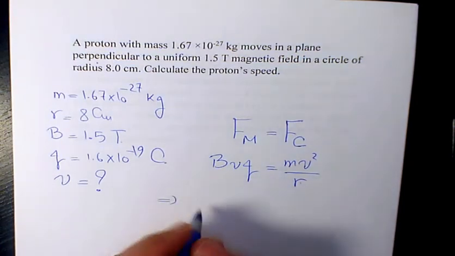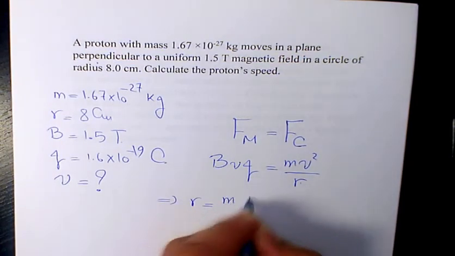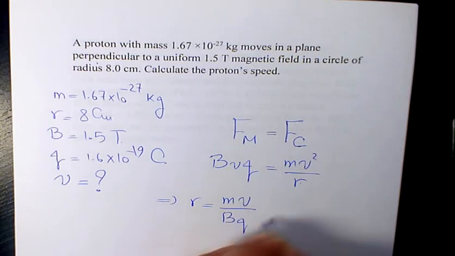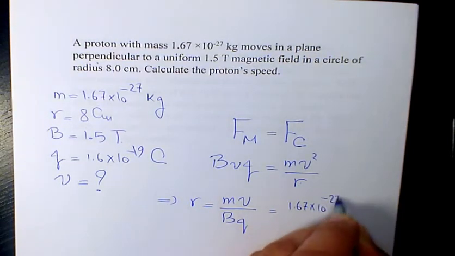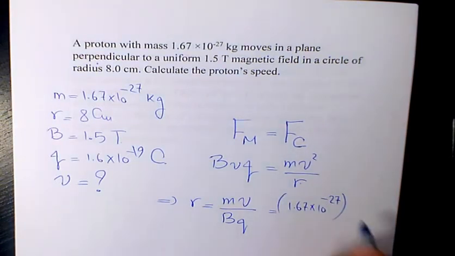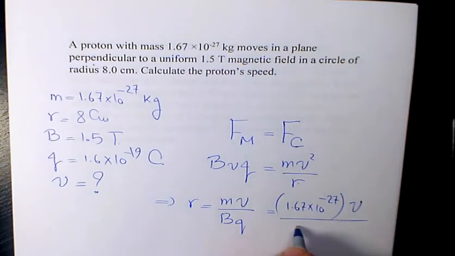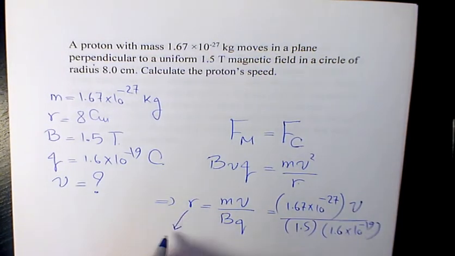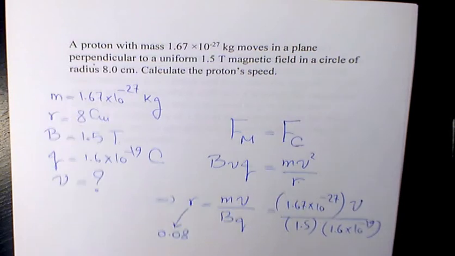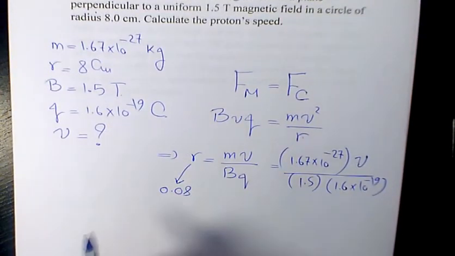So when you cancel it, it's going to be r equals mv divided by BQ. M is 1.67 times 10 to the power of negative 27. V is not given. B is 1.5, Q is 1.6 times 10 to the power of negative 19. R is given, but we need to convert 8 centimeter to 0.08 meter.